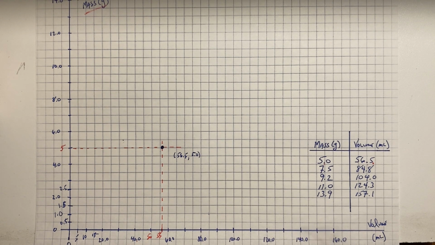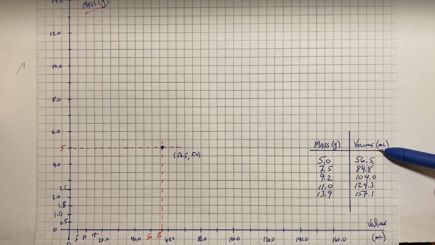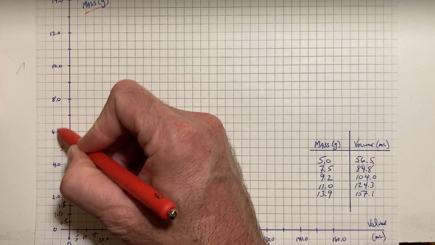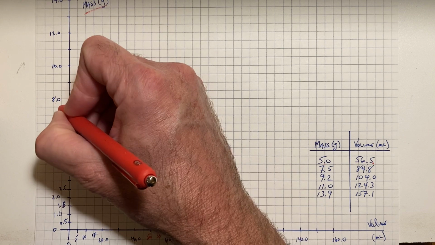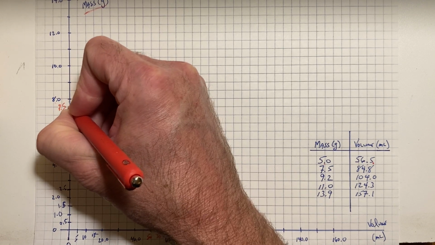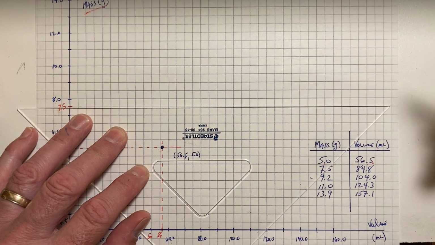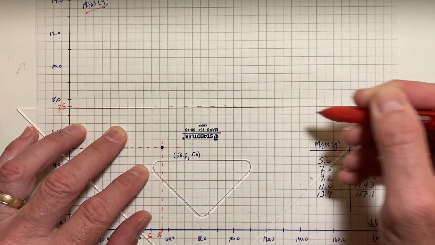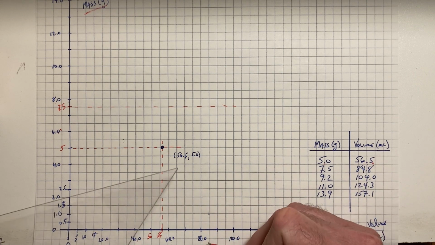Okay, let's do that again for 7.5 grams and 84.8 milliliters. So 7.5, we know that 7 is here because it's halfway between 6 and 8. And we know that each one of these is a 0.5. So 7.5 would be here on my scale. And I'm going to draw a dotted line across again. And I'm going to try and find 84.8 over here.